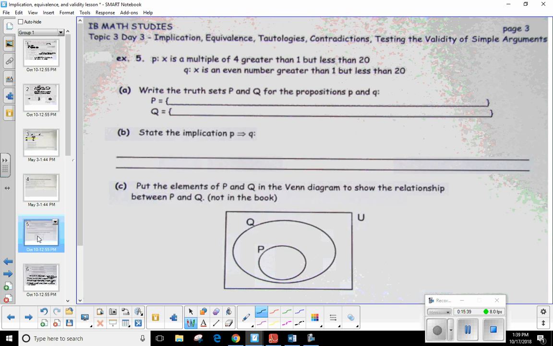Okay, so I need a number greater than 1, which is a multiple of 4 and less than 20. So what would that be? It's got to be a multiple of 4, so we'll start with 4. Okay. 16, and we'll go ahead and stop there. Okay. And then the consequent, x is an even number greater than 1, but less than 20. So now I'm going to start 2, 4, 6, 8.